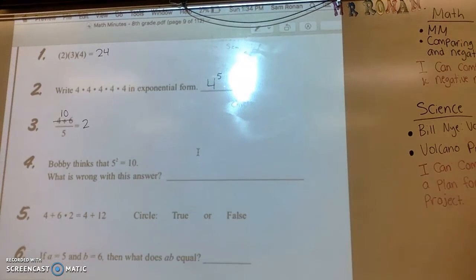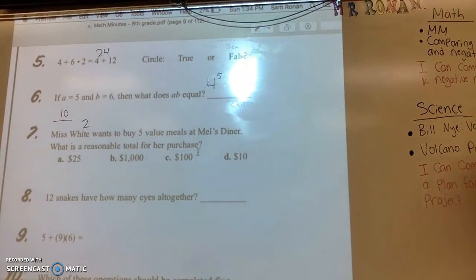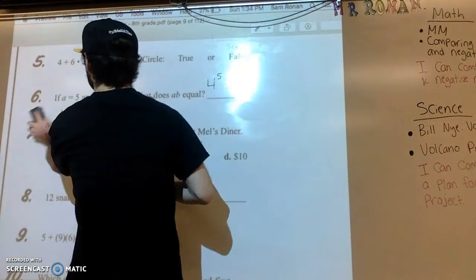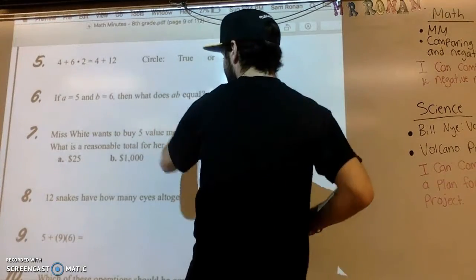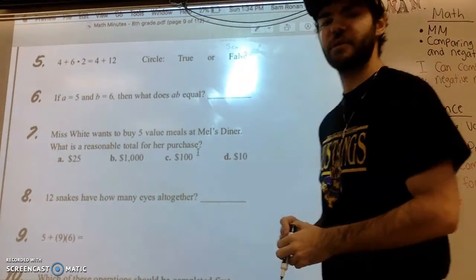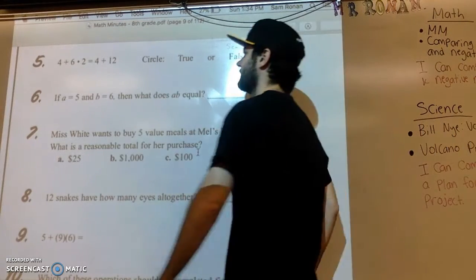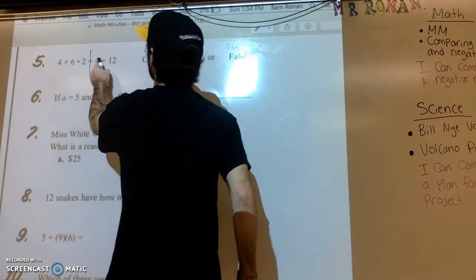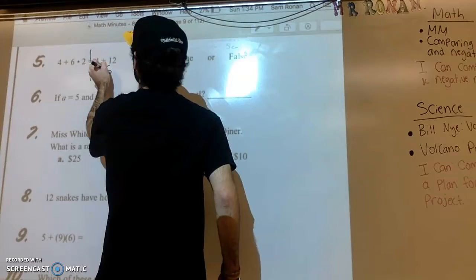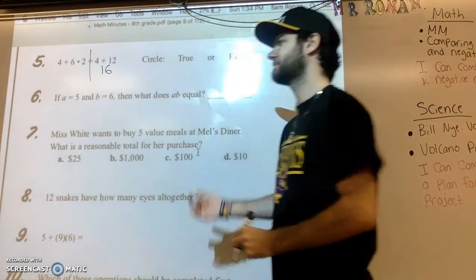Okay, so let me scroll a bit. Okay, so we have 4 plus 6 times 2 equals 4 plus 12. So we have to decide if that's true. Is the left side equal to the right side? Well, I know that 4 plus 12 is 16. So if this statement is true, that means the left side is also going to be 16.